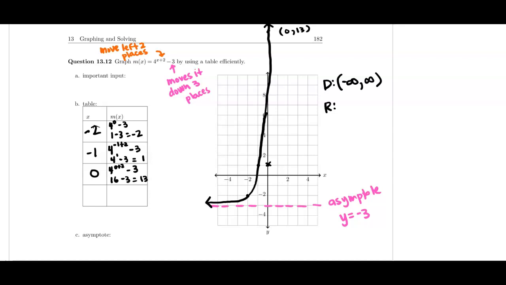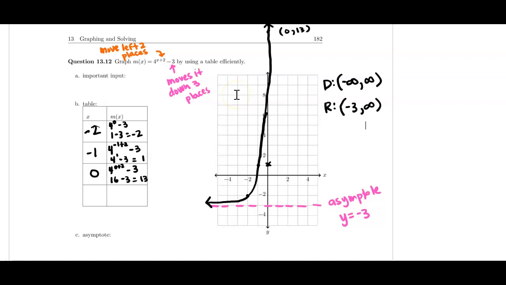And the range you're looking at from bottom to top. So the furthest down it goes is -3, but it doesn't ever touch -3 because that's an asymptote. So I'd have -3, and then it's going to go clear up to infinity. So those would be my domain and range on a graph. Okay, something like this. What questions can I answer on that?